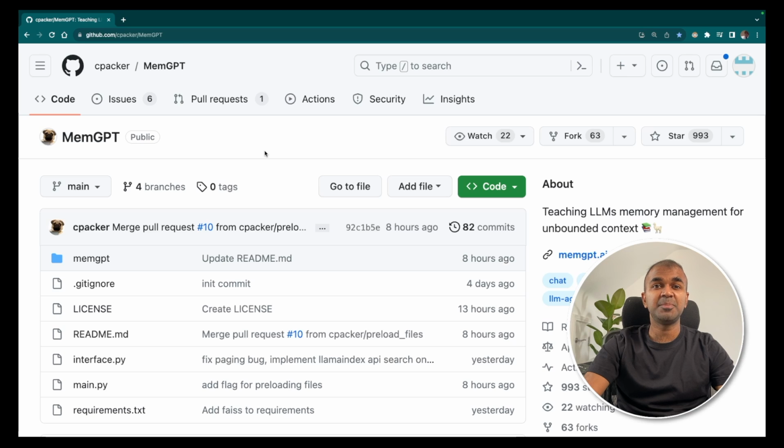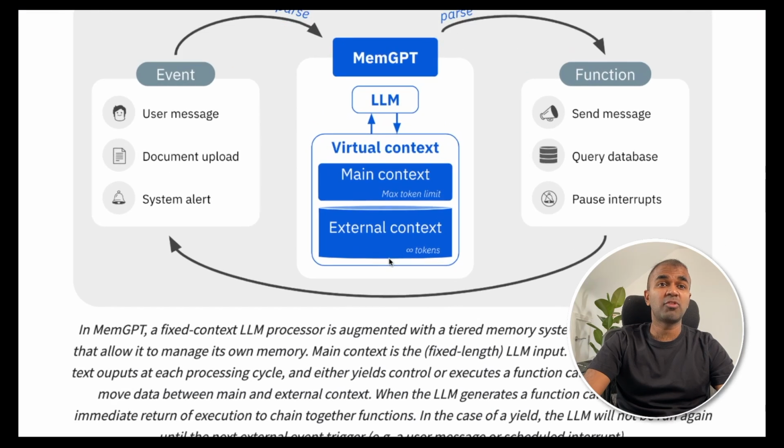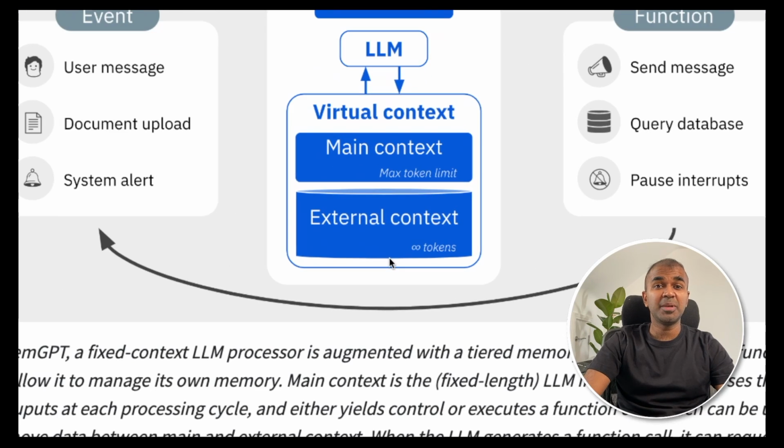So what is MemGPT? We already have a token limit on each large language model. So this uses something called external context. Using external context, it works same as a RAM in your computer. So you should be able to store your data and then retrieve it. It gives additional memory for a large language model.